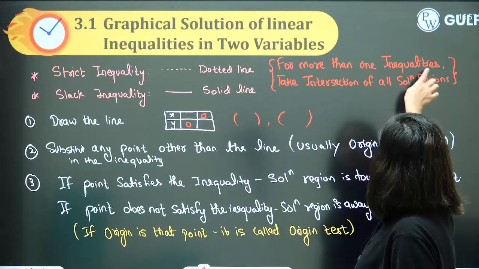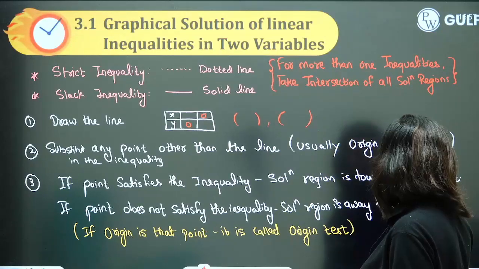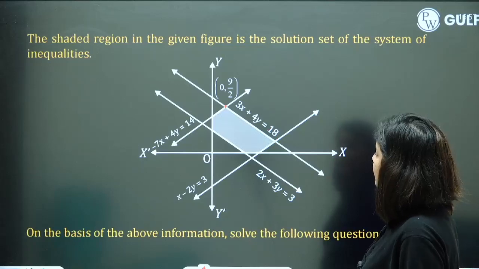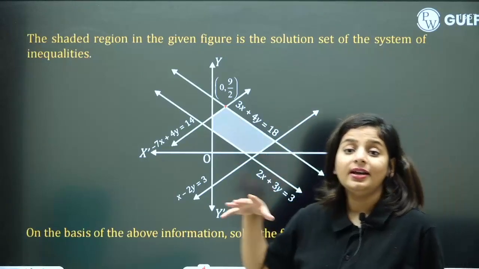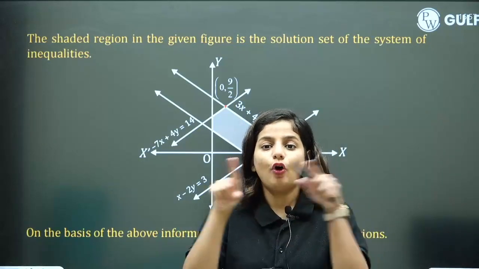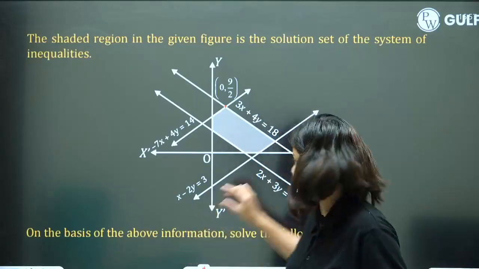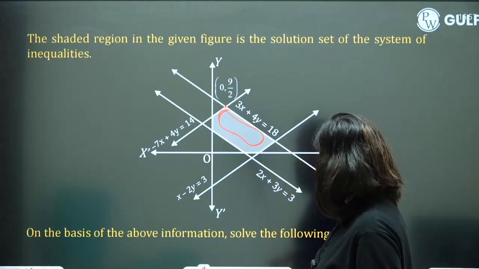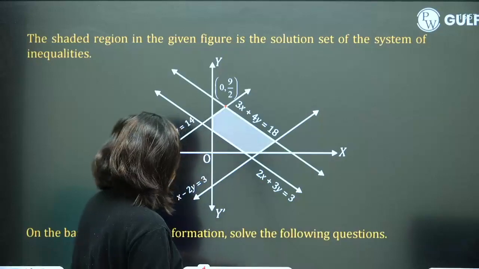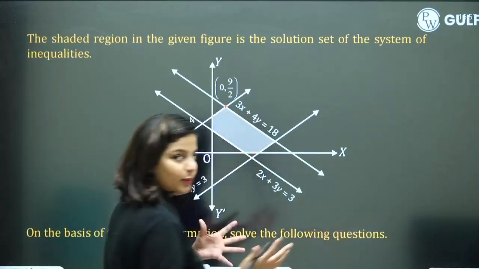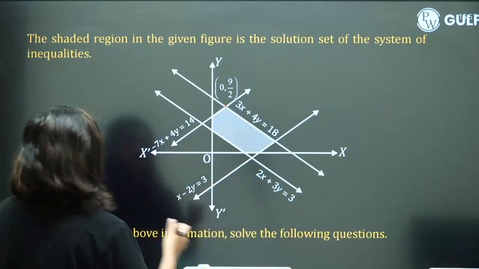For more than one inequality, take the intersection of all the solution regions. So that is what has happened here. Because there are more than one lines present, the common area of all the inequalities is taken. This is the common area of all the inequalities. 4 lines are there. This is called a system of inequalities, more than one inequality system.